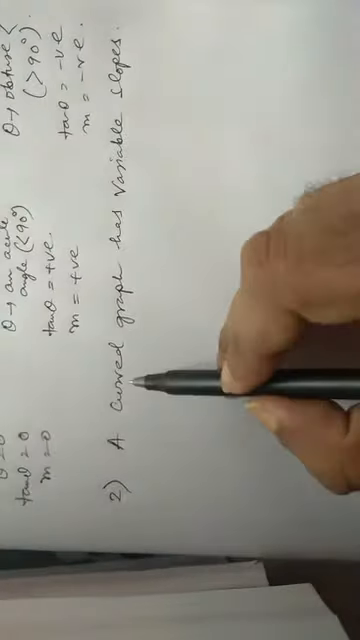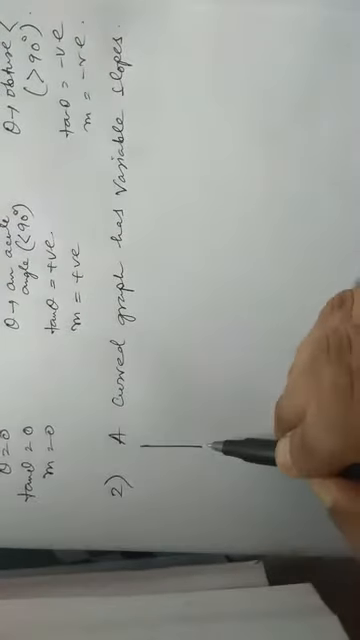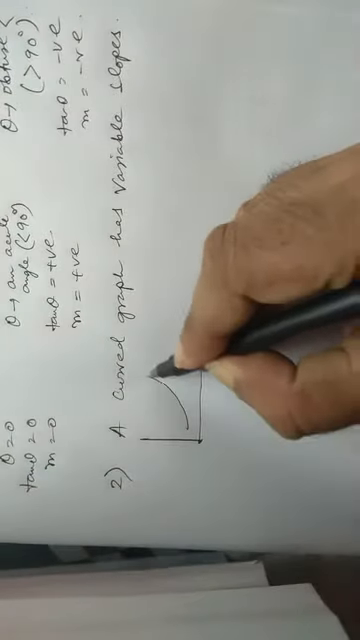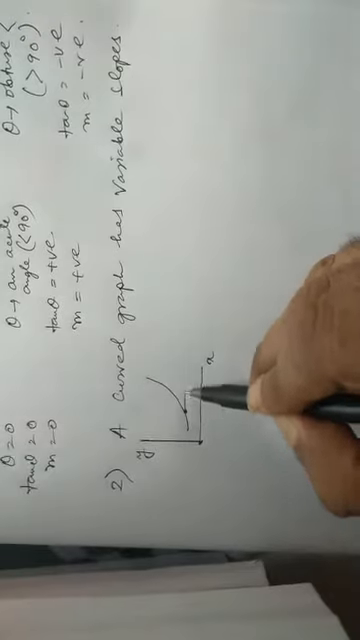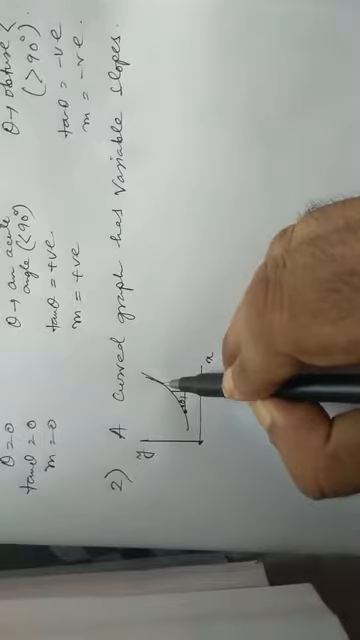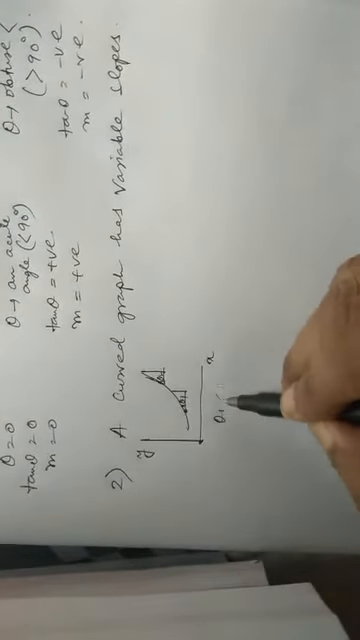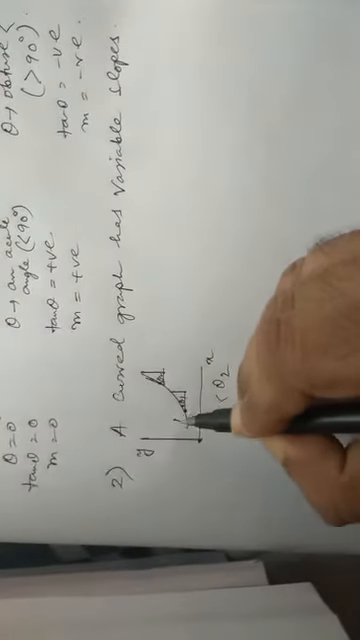Now for a curved graph, it has got variable slopes. For example, a graph like this, x, y, at this point, if the angle is theta 1, and at this point, if the angle is theta 2, so theta 1 here is less than theta 2. Suppose this is point A, this is point B, the slope at point A should be less than the slope at point B.